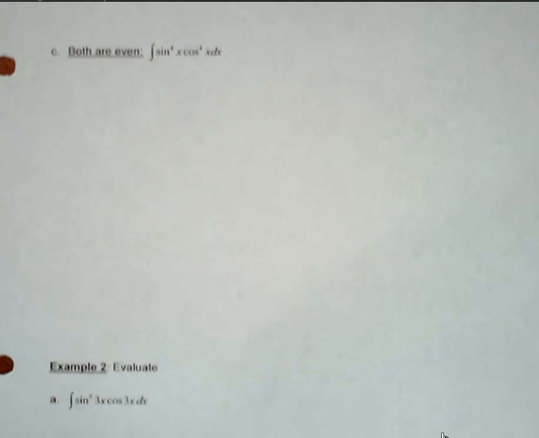So we looked at the case where either sine has an odd power or cosine has an odd power. And the third type is when both sine and cosine are even powers. The example that we have here is sine to the fourth x times cosine to the fourth x dx. So I'm going to go back to page 10 and look at that summary page.